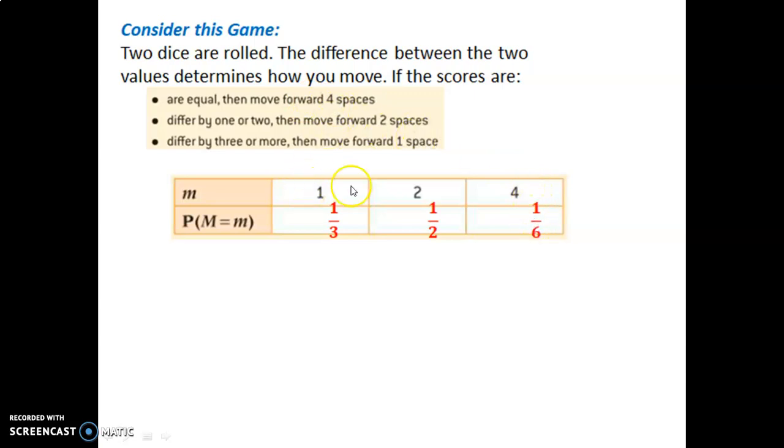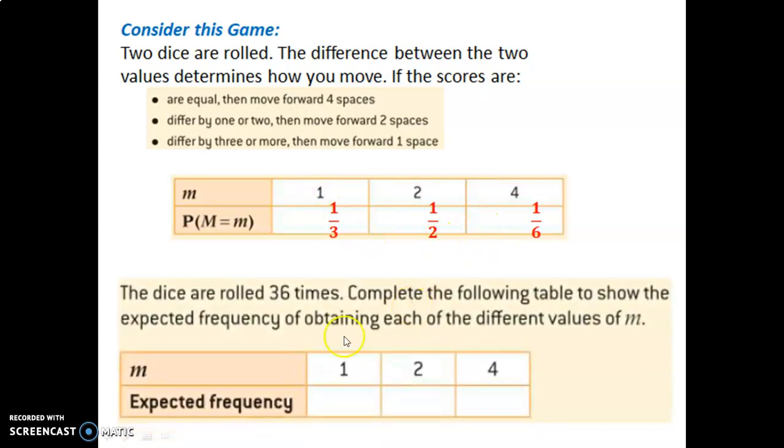Notice we have put 1, 2, and 4 here, which are all the possible values that this random variable M can take. Those are all the possible moves. And those are probabilities. So let's say we're given that. So first question. Let's say the dice are rolled 36 times. Complete this expected frequency table.